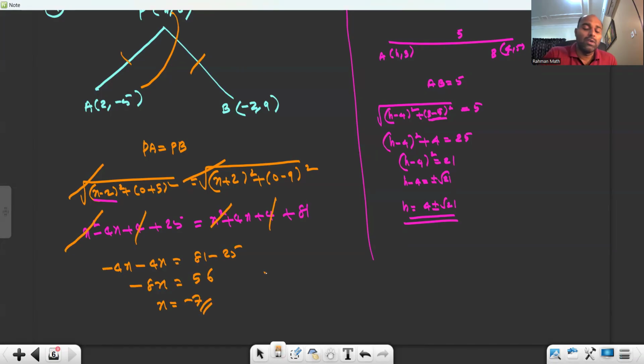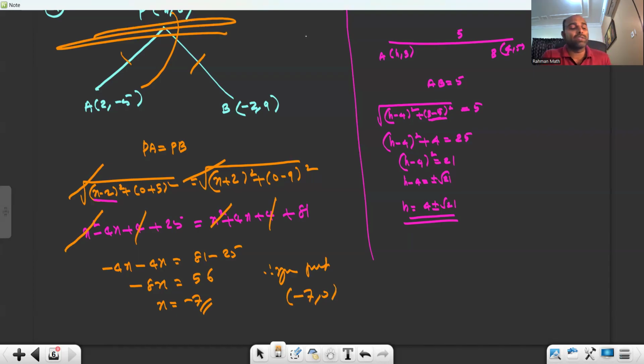This is not the answer. Therefore, you have to write the required point as minus 7 comma 0, because the point we already took as x comma 0. Required point is minus 7 comma 0.